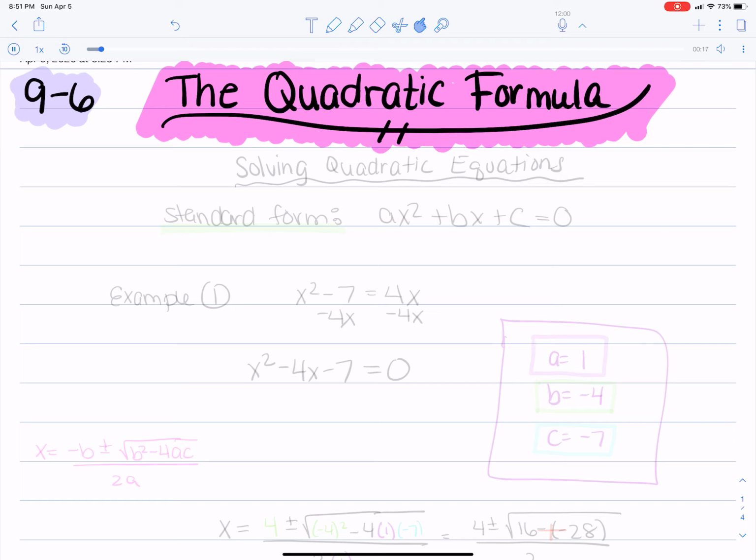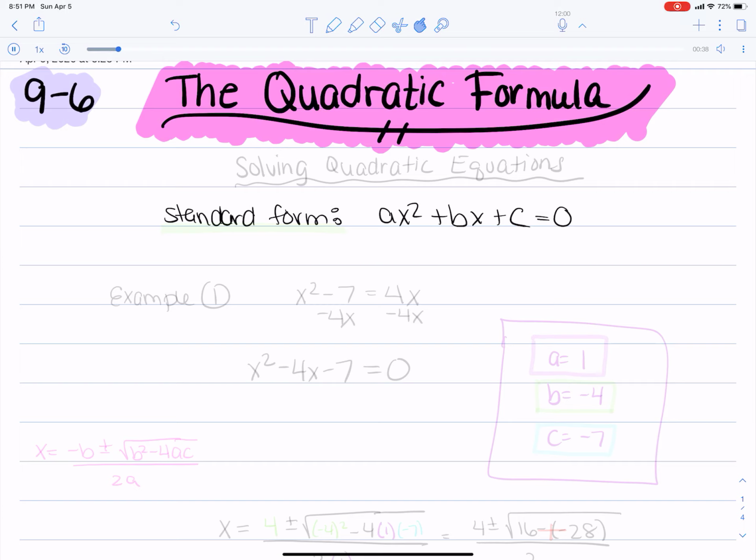Alright, so real quick to review, the standard form of a quadratic is ax squared plus bx plus c equals 0.